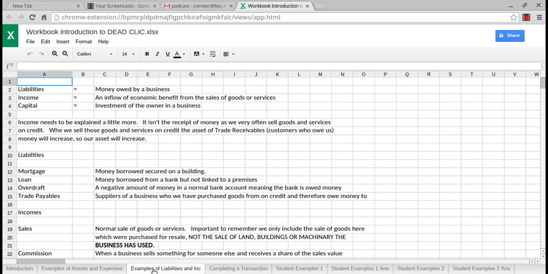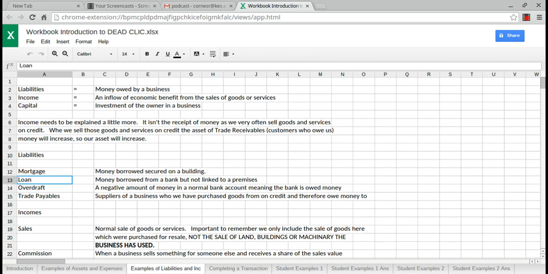The things that normally go on the credit side are liabilities, which is money owed by the business. Income is an economic benefit from the sale of goods or services. It's not always cash. A lot of businesses' sales are done on credit, and therefore the cash might flow in a little bit later than when the actual sale occurs. Then there's capital, which is the investment of the owner in a business.